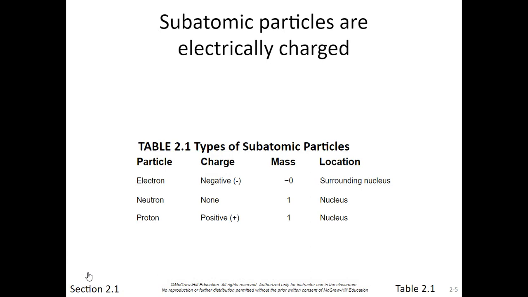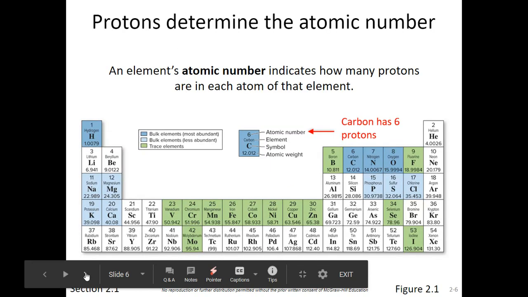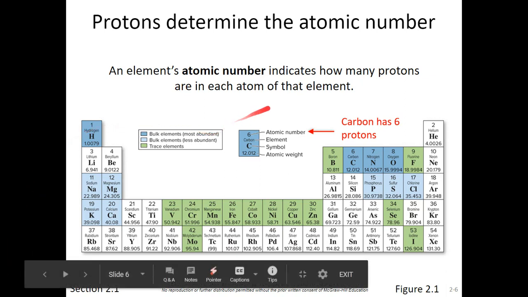Now you can see the electrons, neutrons and protons. The electrons, which are negative, surround the nucleus, and the protons and neutrons are present inside the nucleus. Periodic table. Now, how to determine the atomic number? You must know this. It's going to be somewhere in your test. So make sure that you know the atomic number.